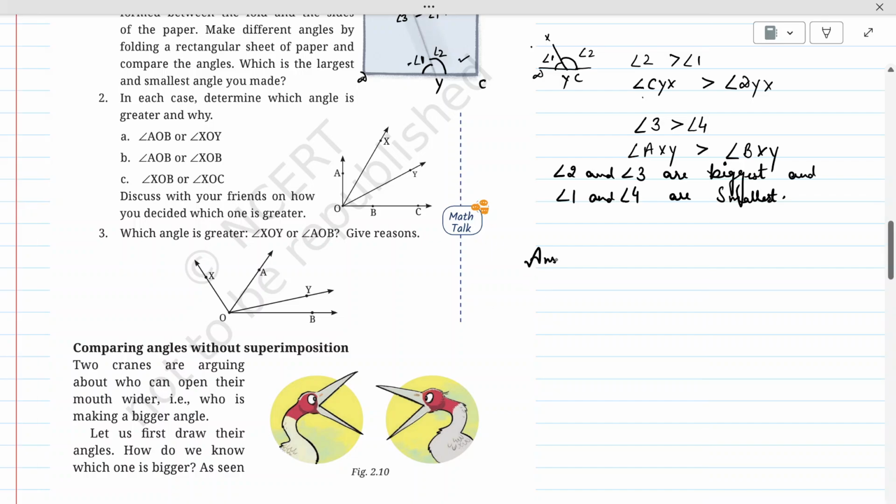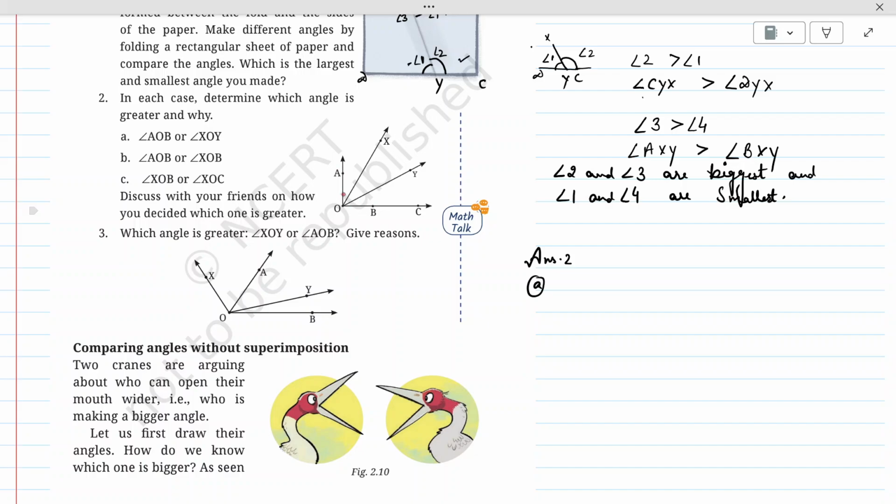The second question is, in each case, for this given figure, determine which angle is greater. So we have to compare the angles. For the first part, angle AOB and angle XOY. So kids, angle AOB is this angle and angle XOY is this angle. So we can very well see a marking in red.